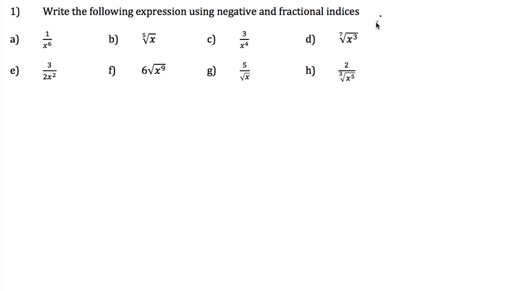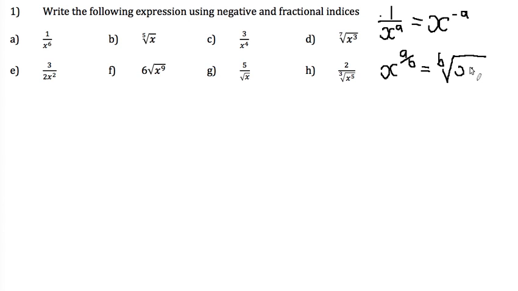So to answer this question, we need to use the fact that 1 over x to the power of a equals x to the power of minus a, and we need to use the fact that x to the power of a over b is equal to the b-th root of x to the power of a. So looking at question 1, we're dealing with a reciprocal. Reciprocals are negative indices, so a should just give me x to the power of minus 6.